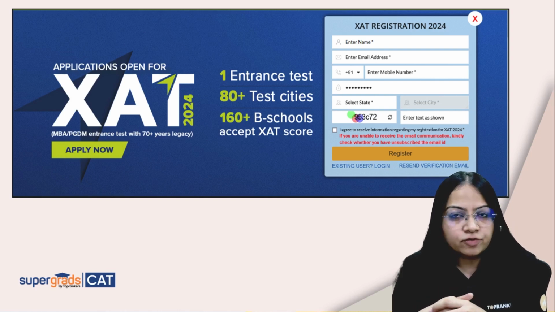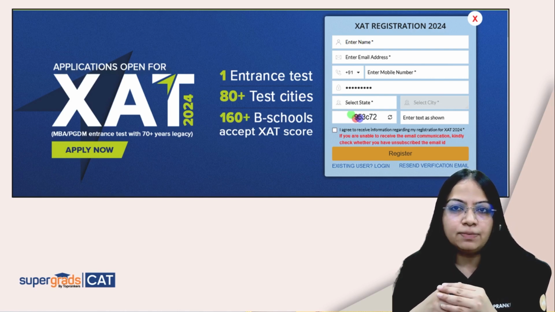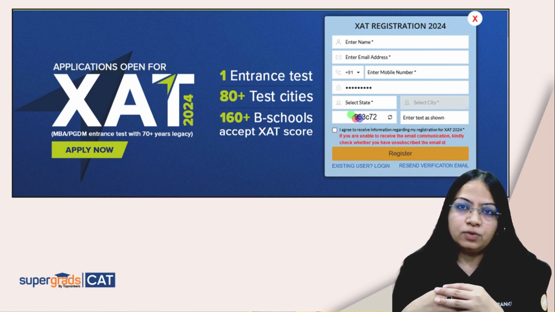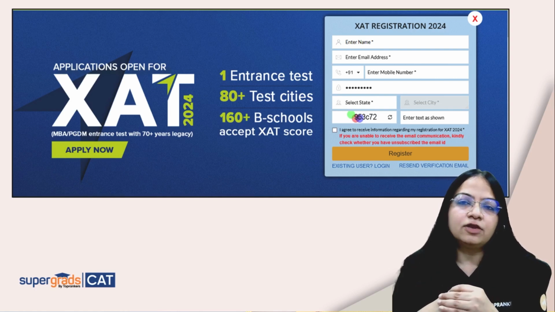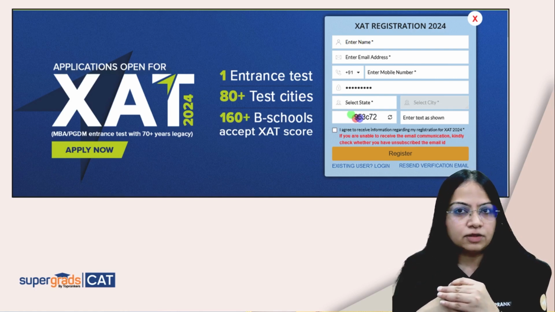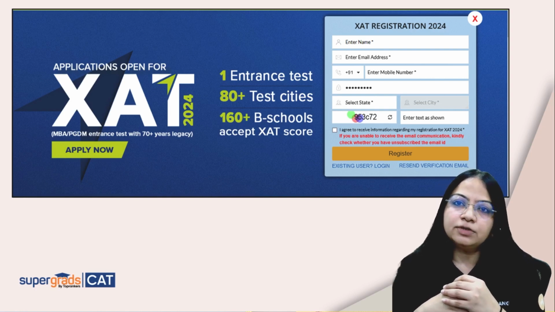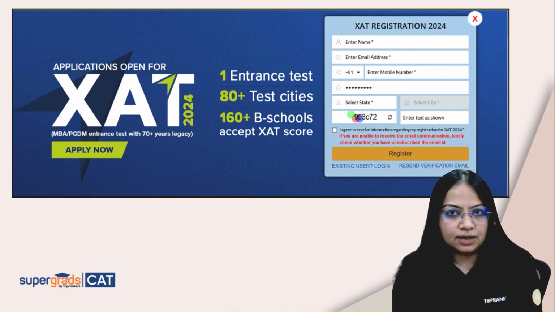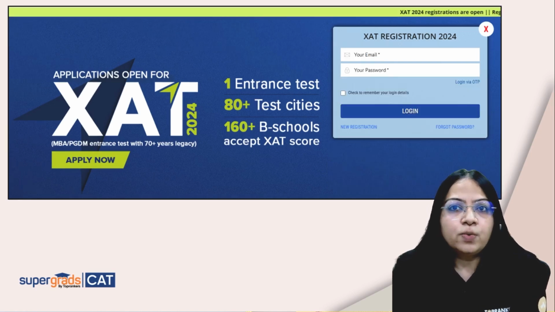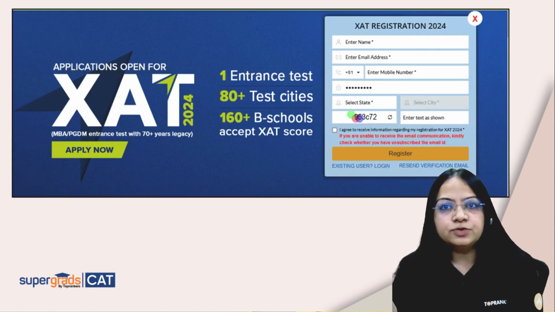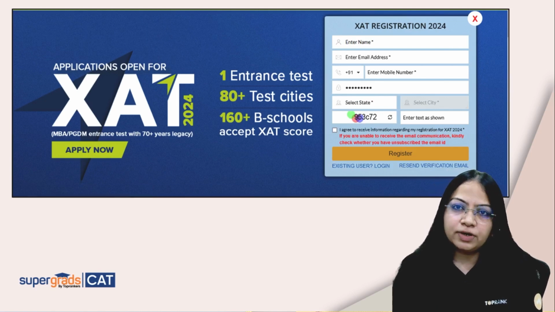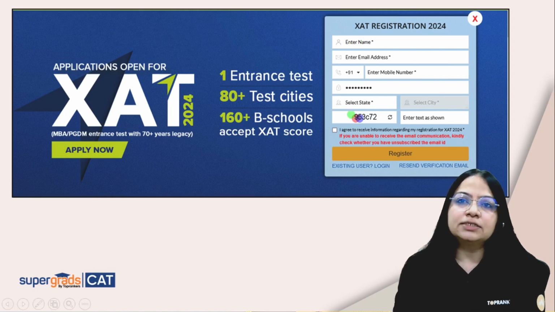So as I told you before, it is essential for you to enter a valid email ID over here. When you open your mail inbox and find the verification email, you click on the verification link and you will be able to move ahead in the process of filling the XAT application form. So now again, when you come back to xatonline.in, you will again see this particular form. Here you do not need to enter the entire information again. All you need to do is click on existing user login.